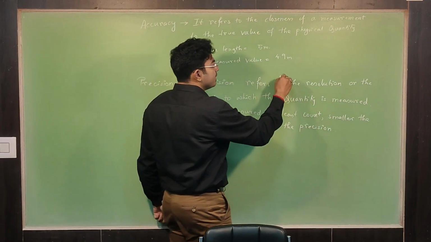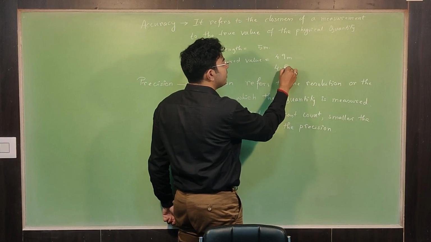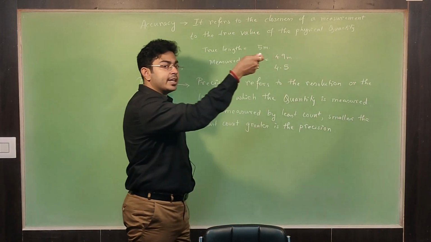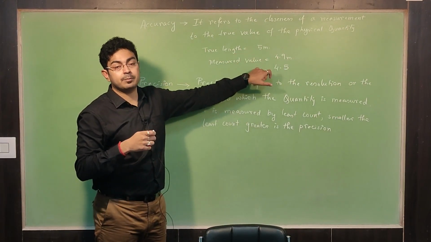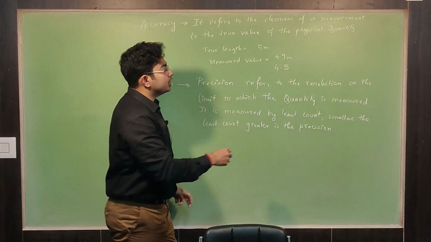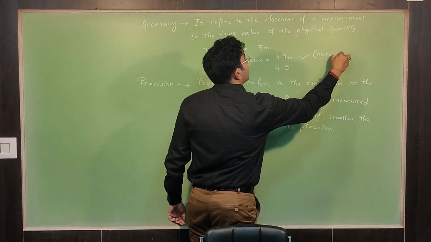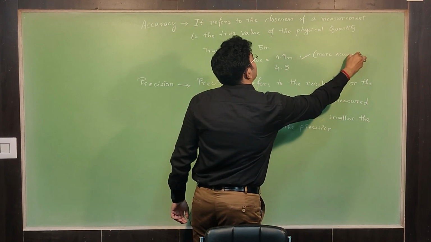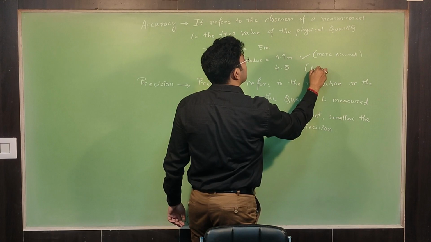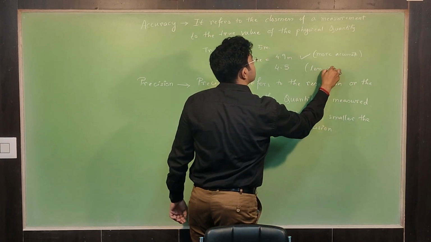But if your measured value is coming out to be 4.5, that means you are quite away from the true value. That means this is less accurate. So this is more accurate, this is more accurate, and this is less accurate.